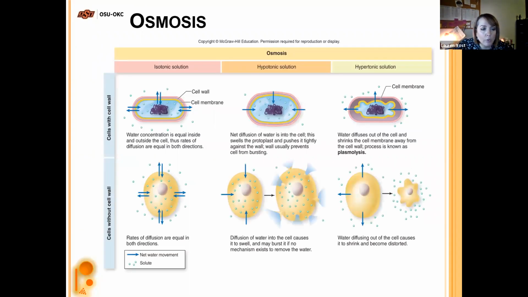So this is just going over that. We've got isotonics. That's the same on both sides. Everything's happy. Everything's looking pretty good, right?